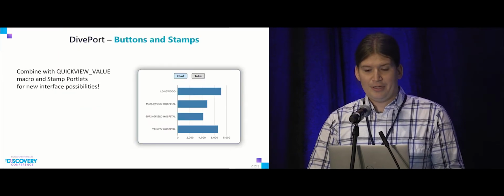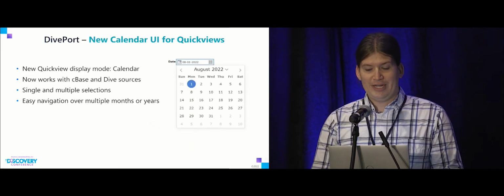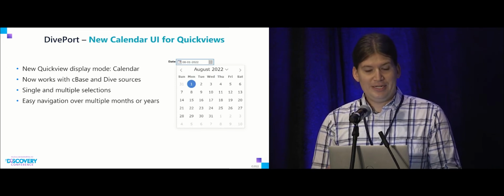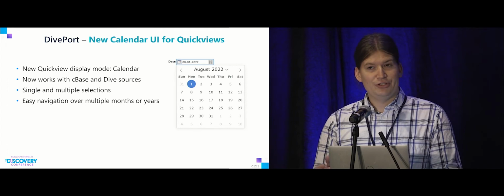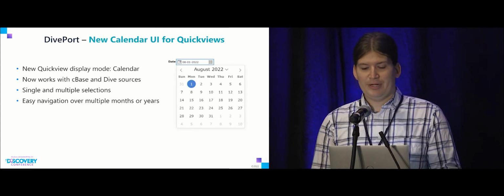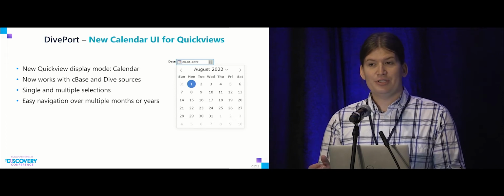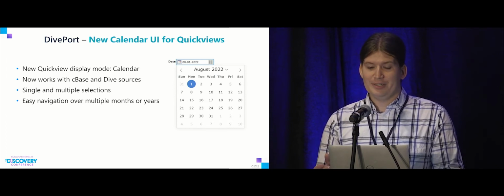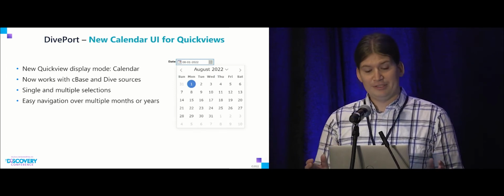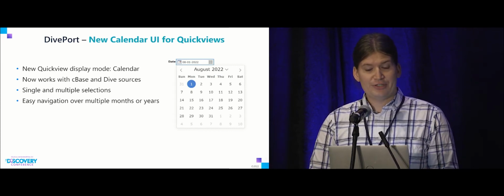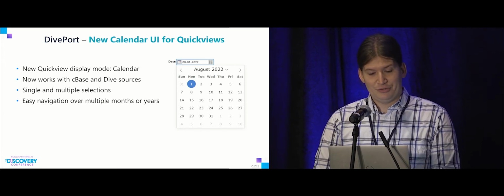Now, the other new quick view I want to talk about is our new calendar quick view UI. So this now works with CBase and dive sources in addition to the marker sources that was supported by our previous calendar quick view. It now allows both single and multiple selection, so you can use this whether the user wants to pick a single date or a range of dates. And we can easily navigate over multiple months or years, so whether you have a short range of time or a long range of time, this quick view should work well.